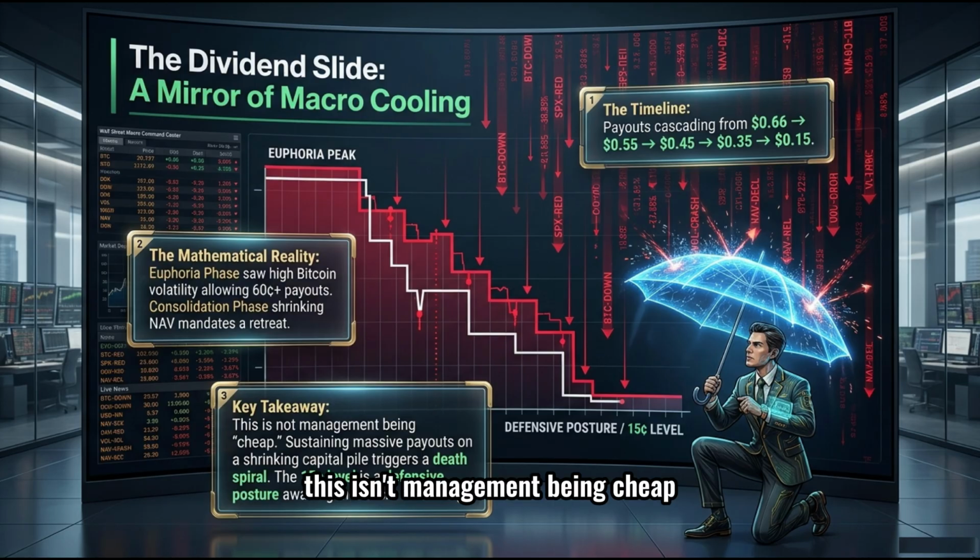This isn't management being cheap, it is the mathematical reality of a shrinking NAV. You cannot sustainably pay out a massive percentage of a shrinking pile of capital without causing a death spiral. The current 1.5 cent level is a defensive crouch, waiting for the macro tide to turn.